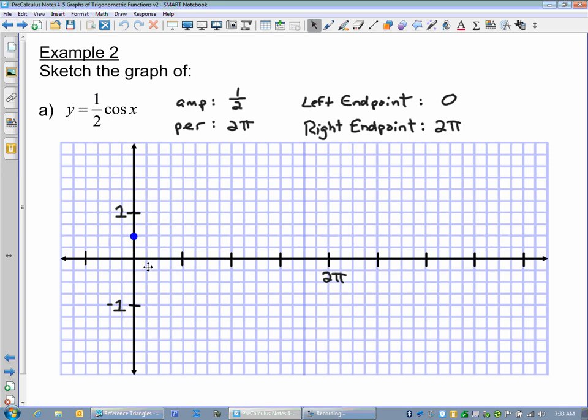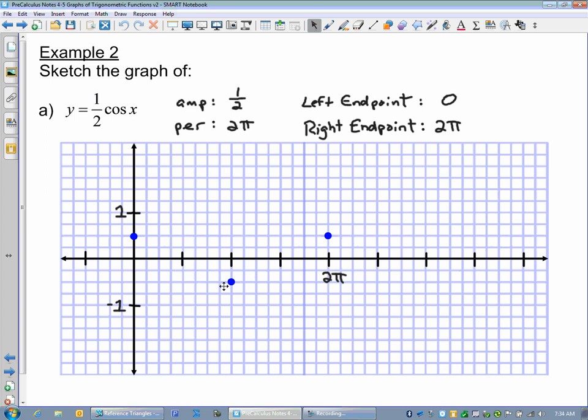That's our left endpoint. Well, if you know the left endpoint, the right endpoint will be at the same y value. So if I know the y value there, I know the y value there. And for the cosine graph, those are the maximum points. So halfway between them will be the minimum point. That'll be at -1/2. Remember, the amplitude is up 1/2 or down 1/2. That gives us our range.